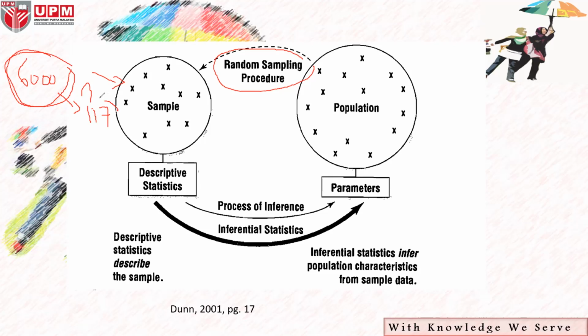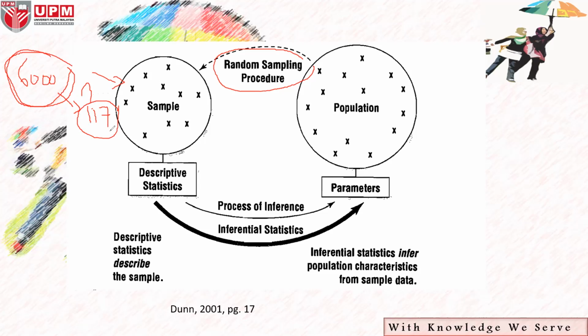All we need is 117. Okay, so we need G power tu apa, Doktor? Nanti sekejap lagi. G power tu one of the method that we can determine sample size. How much do we need? Nanti ada lagi. Nanti saya tunjuk sekejap lagi.